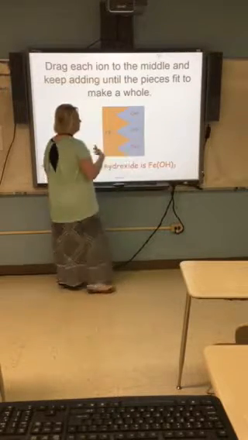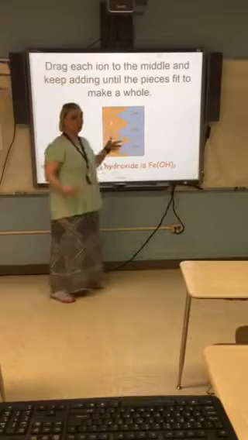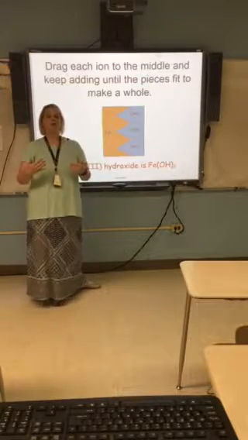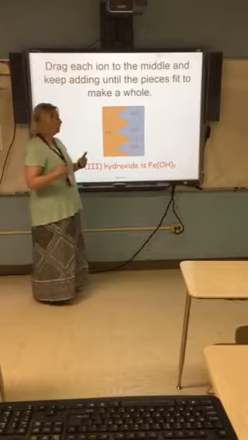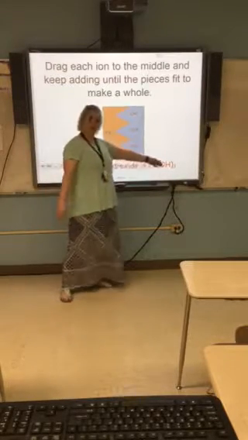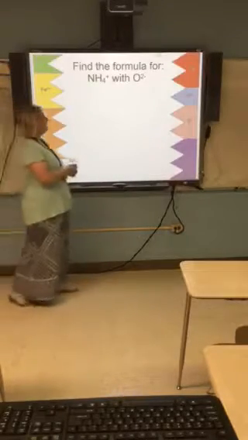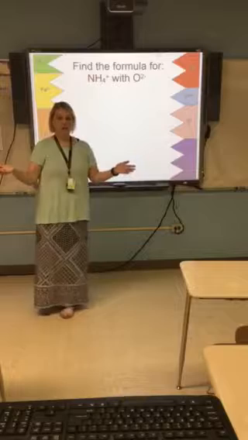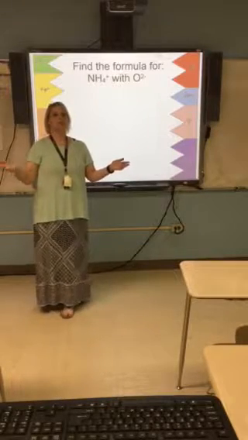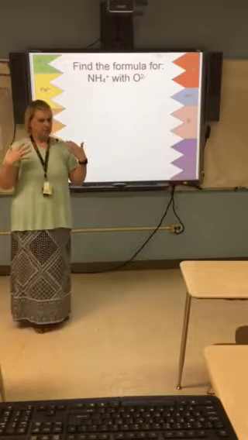So with doing that, we know that with Fe3+, it takes 3 hydroxides that have a -1 charge in order to make it neutral, the overall charge to be 0. And so the formula would be Fe(OH)3. Okay, next, again, I would have a student volunteer come up here to the smartboard to actually do this, and I would encourage the students to give them feedback.